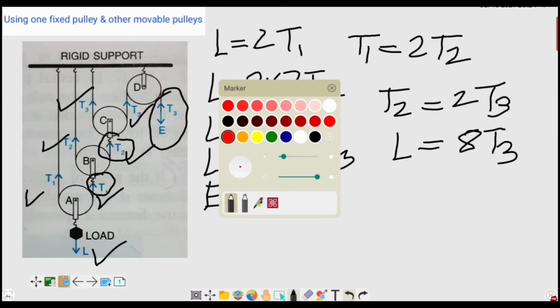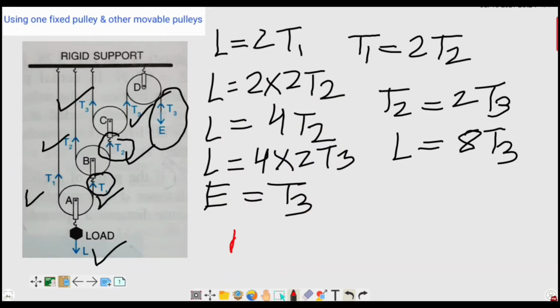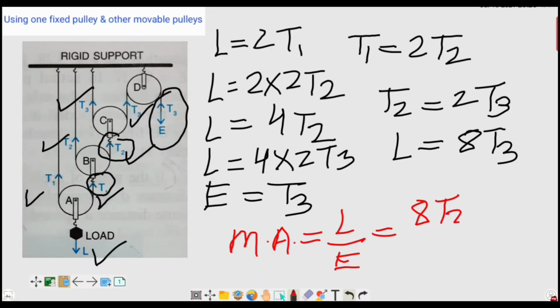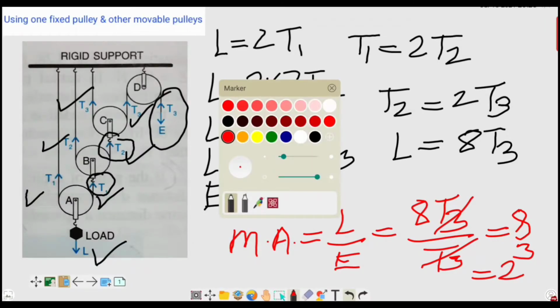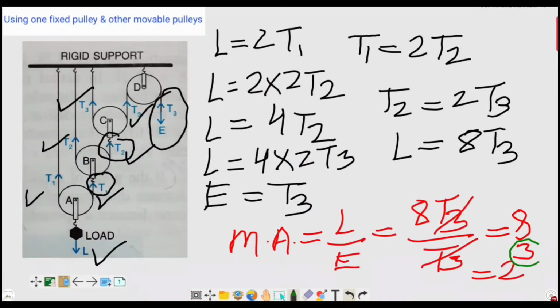Now, when you want to calculate its mechanical advantage, you know that it is load upon effort. When you substitute the values, you will get 8, which is the cube of 2. Just look at the figure. I have taken 3 movable pulleys, so I got 2 raised to 3. Same way, when you take n number of pulleys, your MA will be 2 raised to n.